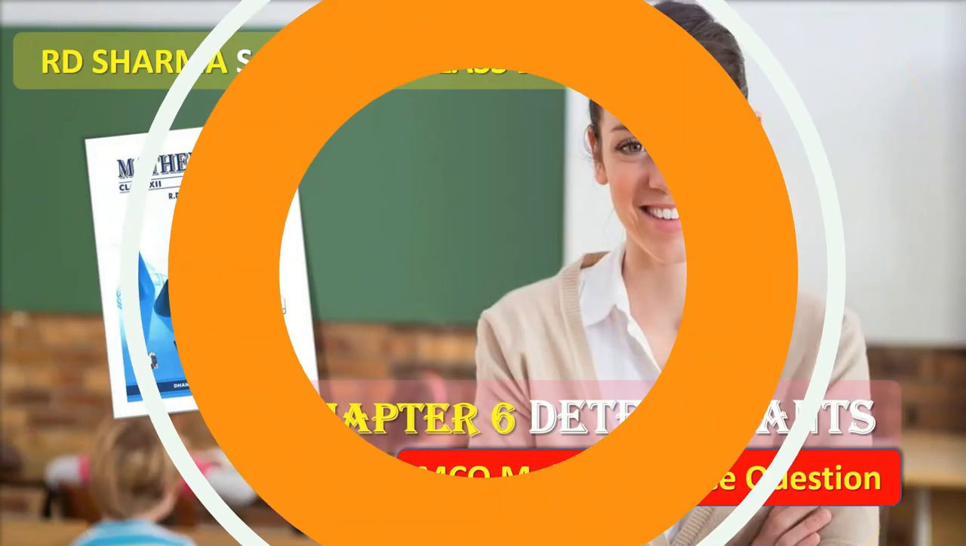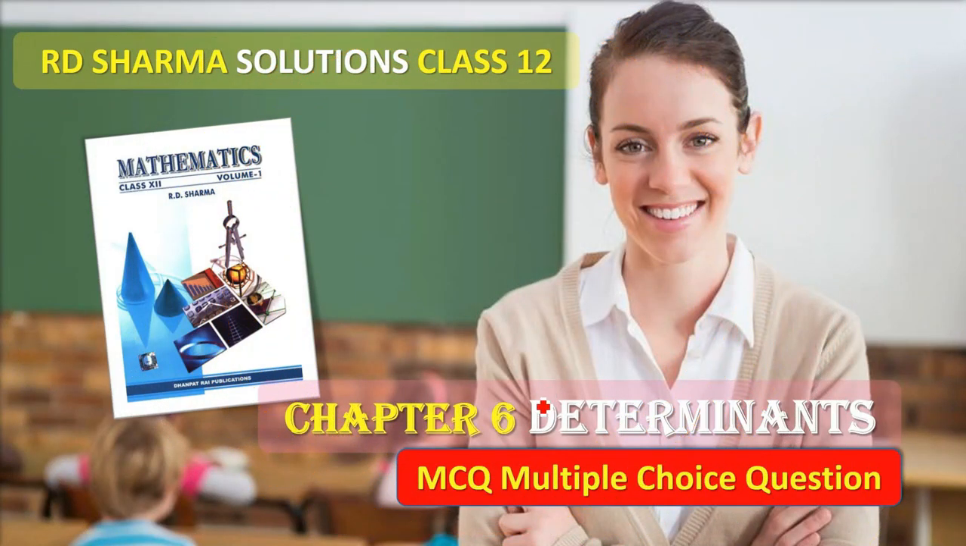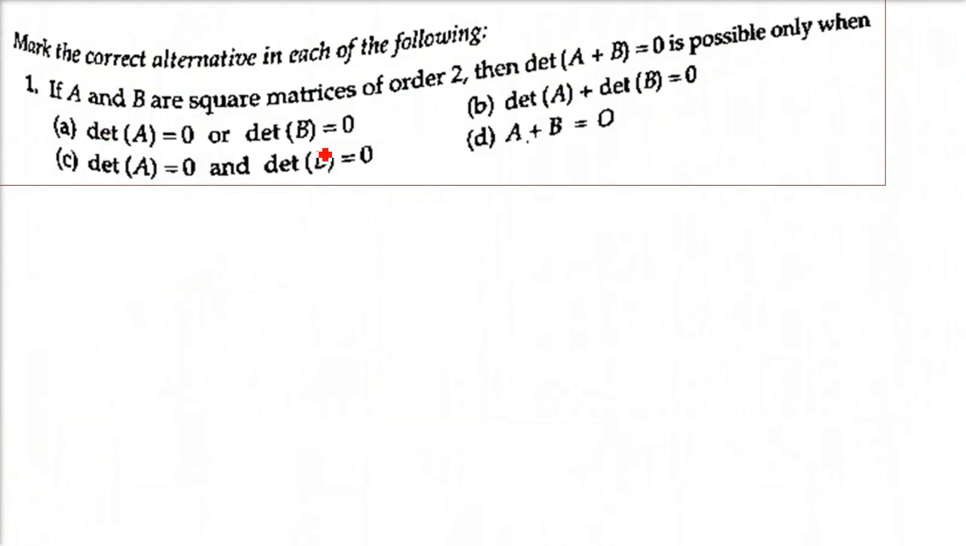This is Sharma solution, class 12, chapter 6, Determinants, MCQ, multiple choice questions. Now, in the MCQ, there are always 4 options, and we'll choose one of them. And in some cases, there may be more than one that is true.